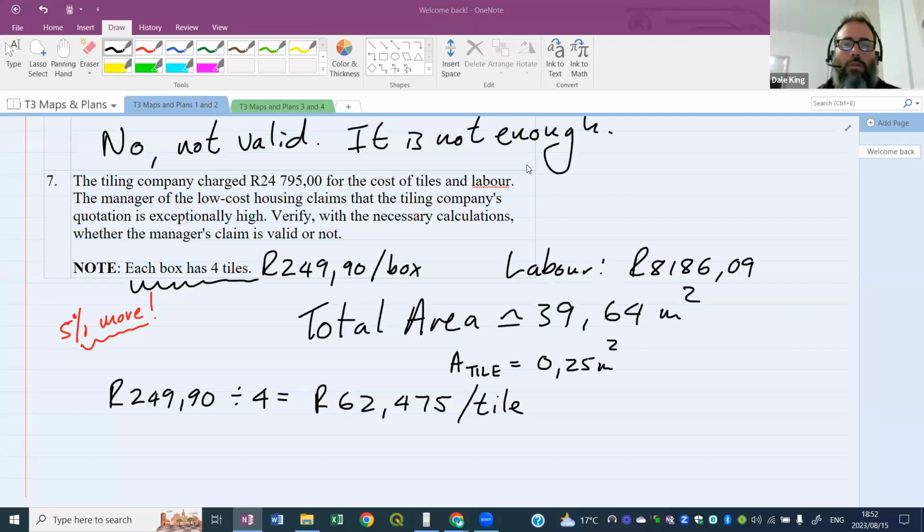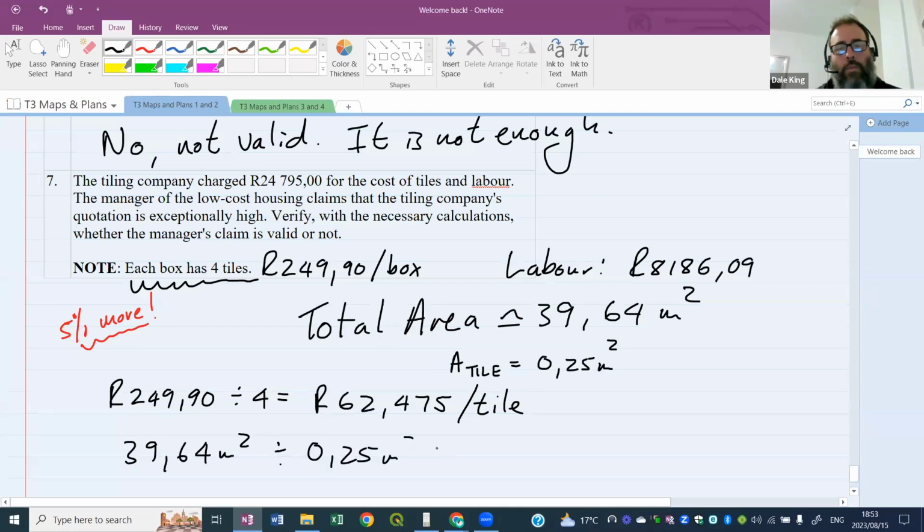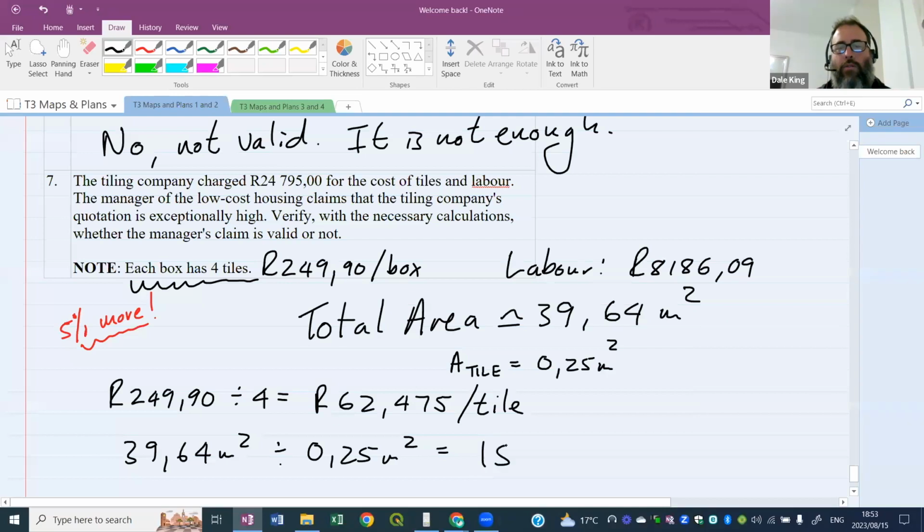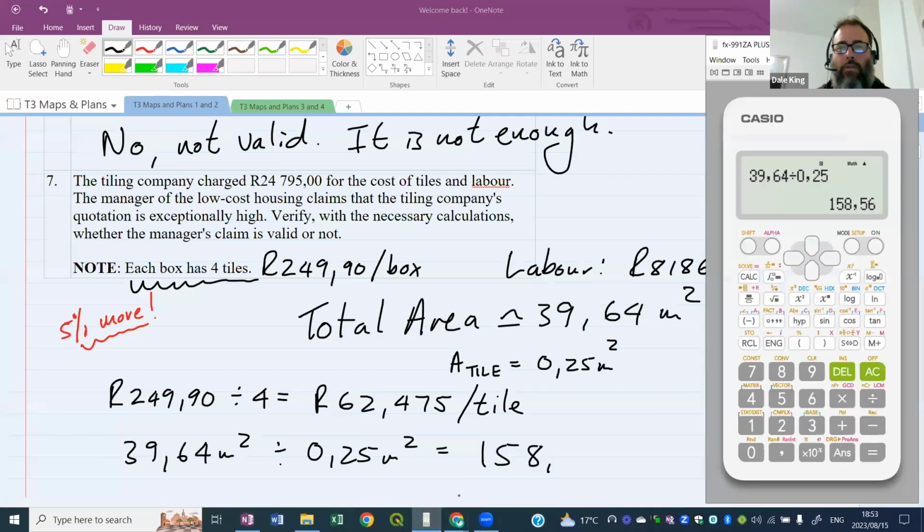Emmanuel, quickly tell me, what must I do? So you have to take the area of the whole place that you have to tile and divide it by the area of the tile. All right. Stay with me while we get that answer. So 39.64 divided by 0.25. What are you getting, Emmanuel? Yep, that's right, sir. All right, so 158.56 tiles. Thank you, Emmanuel.